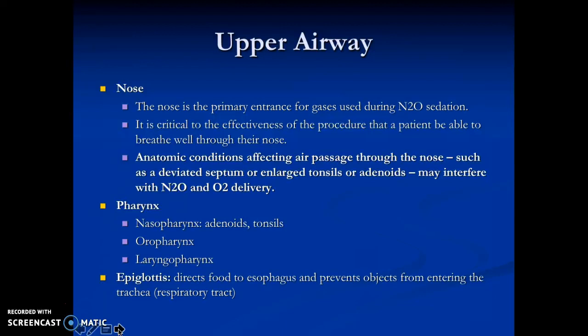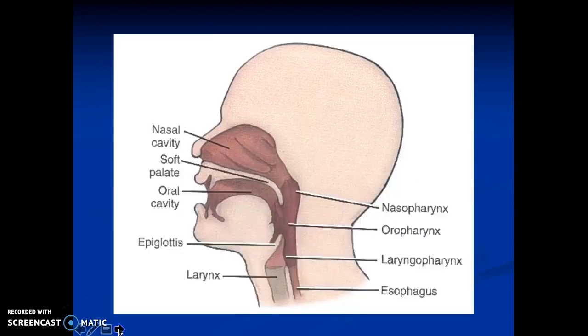After the nose, down to the pharynx, adenoids and tonsils, it's the epiglottis, you'll recall, that directs food to the esophagus and prevents food from entering the respiratory tract, entering the trachea.